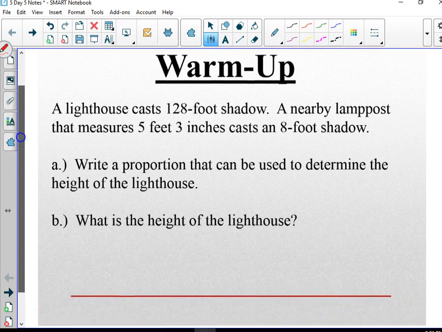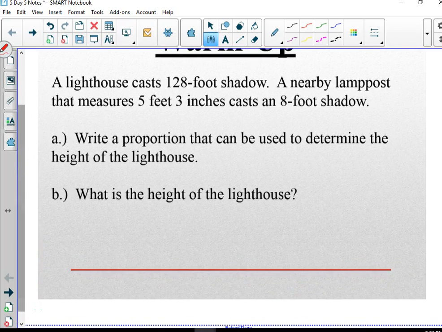Okay, quick warm-up, a classic problem about a lighthouse or anything with a shadow. So you have this lighthouse, casting a shadow. And it's 128 feet.